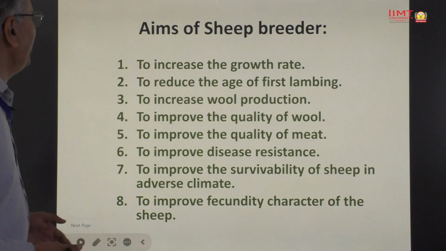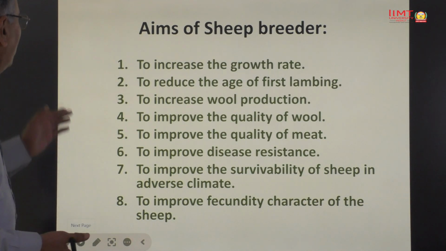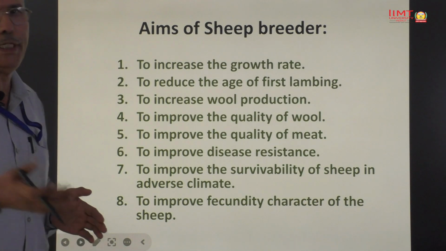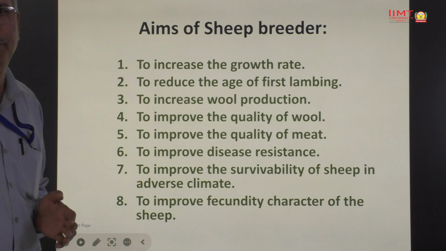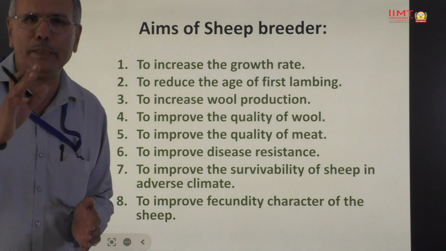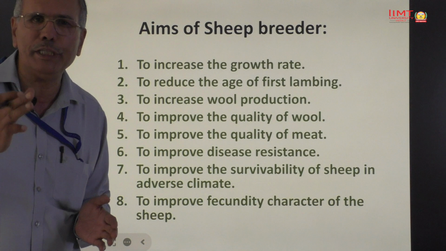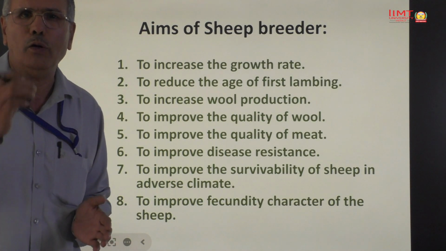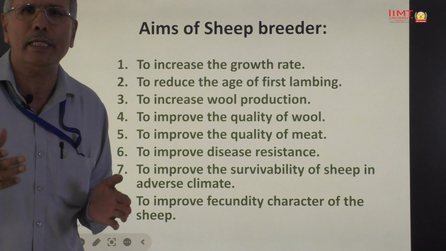What are the aims of sheep breeder? The aims of sheep breeder are: number one, to increase the growth rate of their sheep. To reduce the age at first lambing. What is lambing? Act of giving birth of the offspring in case of sheep is known as lambing, or act of parturition in sheep is known as lambing.